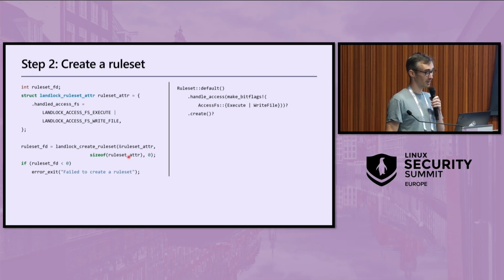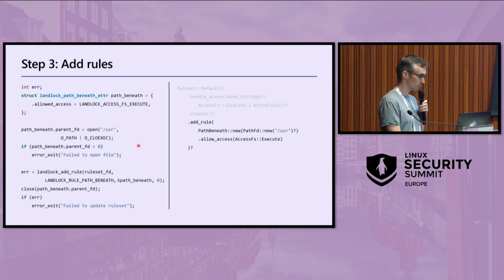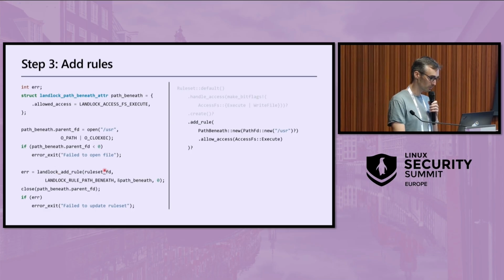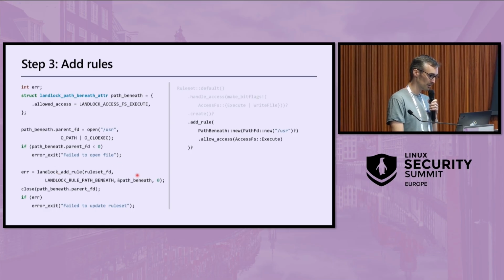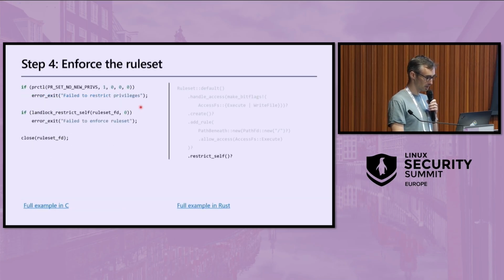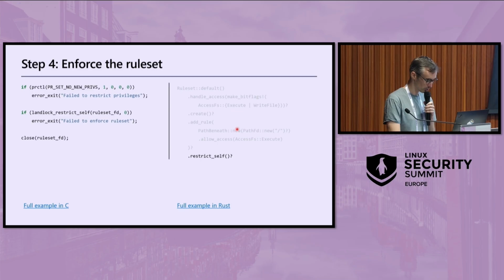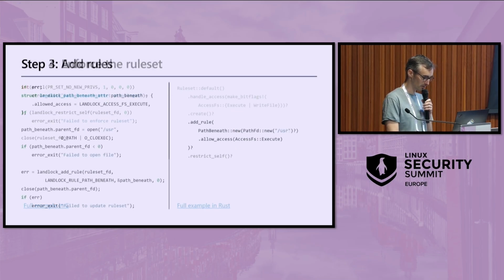A rule set is in fact a file descriptor. Then with this file descriptor, you can call another syscall, which is Landlock add rule. You pass this file descriptor, and then you define your rule with a struct that says, for instance, I want for a hierarchy to be able to execute anything beneath it. So you add all your rules, and at the end, you can restrict the current thread to enforce these restrictions. C code at the left, some part of the C code, and the full Rust code at the right.